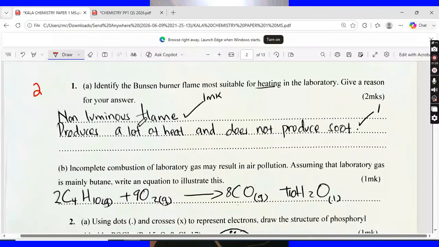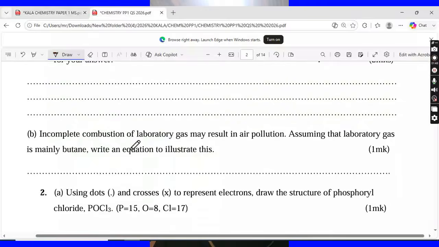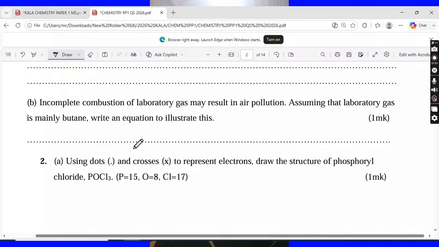It produces a lot of heat and does not produce soot, which makes apparatus dirty. Therefore, it doesn't produce soot, which dirties the apparatus. Therefore, the non-luminous flame is the most suitable flame used in the lab.